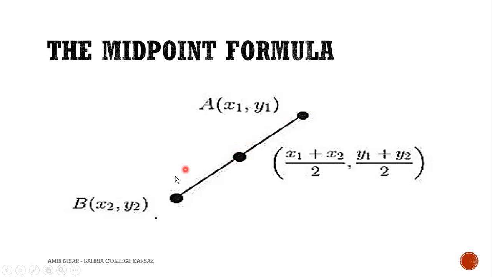This is the special case of internal division formula. Here when the point of division lies on the midpoint of a line segment AB, in this case that point is called the midpoint formula, and for this case the X component of the point of division becomes (X1 plus X2) divided by 2 comma (Y1 plus Y2) divided by 2. Here this ratio M1 is equal to 1 and M2 is equal to 1.